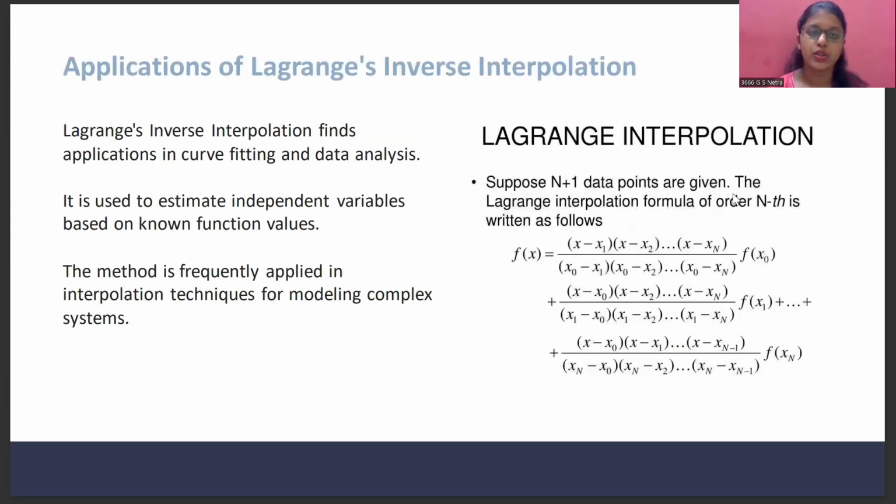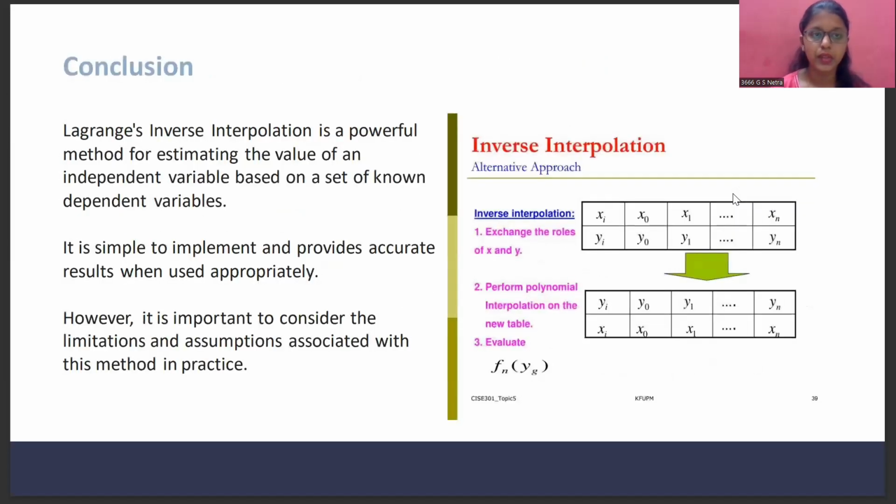Some of the applications of Lagrange's inverse interpolation are: Lagrange's inverse interpolation finds applications in curve fitting and data analysis. It is used to estimate independent variables based on known function values. The method is frequently applied in interpolation techniques for modeling complex systems.